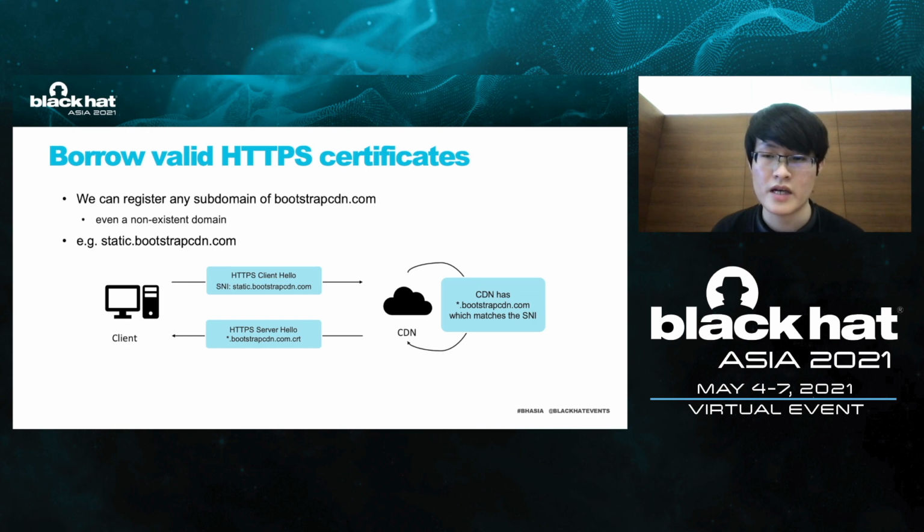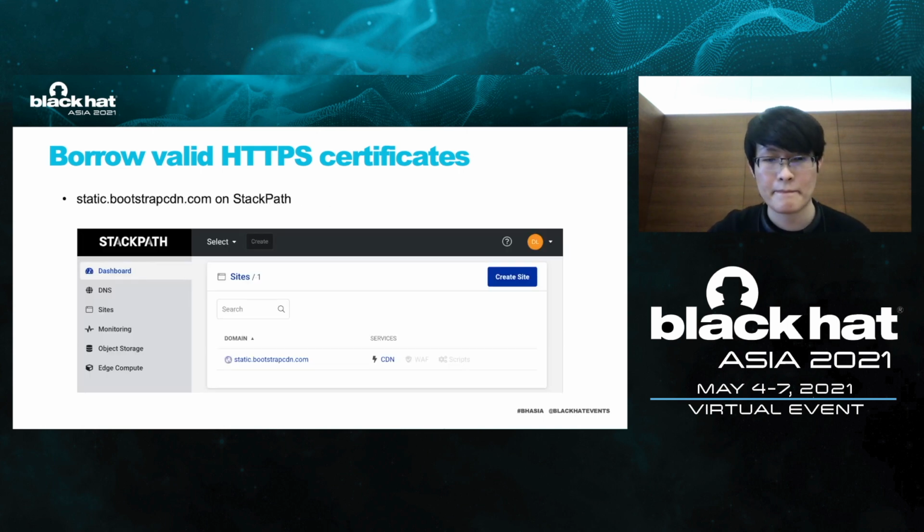And when clients use static.bootstrapcdn.com as the SNI in the HTTPS connection, the CDN will return the wildcard certificate *.bootstrapcdn.com to the client. Then the client can get a valid HTTPS connection, which looks like a normal connection of Bootstrap. In this slide, you can see we have successfully registered static.bootstrapcdn.com on StackPath CDN.